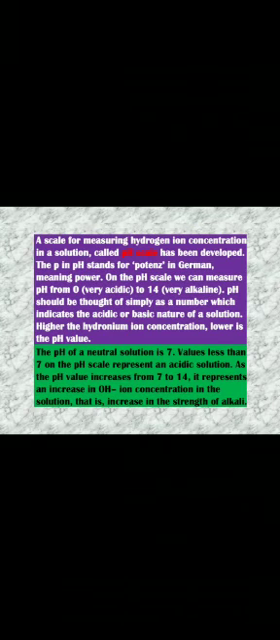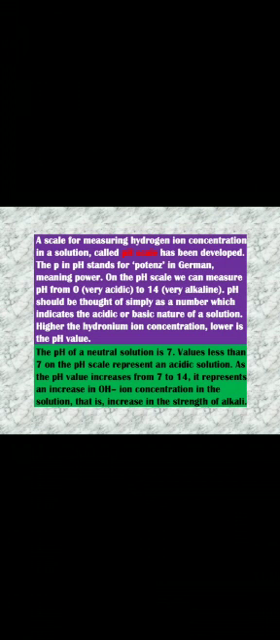A scale for measuring hydrogen ion concentration in a solution is called the pH scale. The P in pH stands for Potenz in German, meaning power or potential. Thus, pH refers to the power of hydrogen or potential of hydrogen. On the pH scale, we can measure pH from 0, that is very acidic, to 14, very alkaline. pH is simply defined as a number which indicates the acidic or basic nature of a solution.